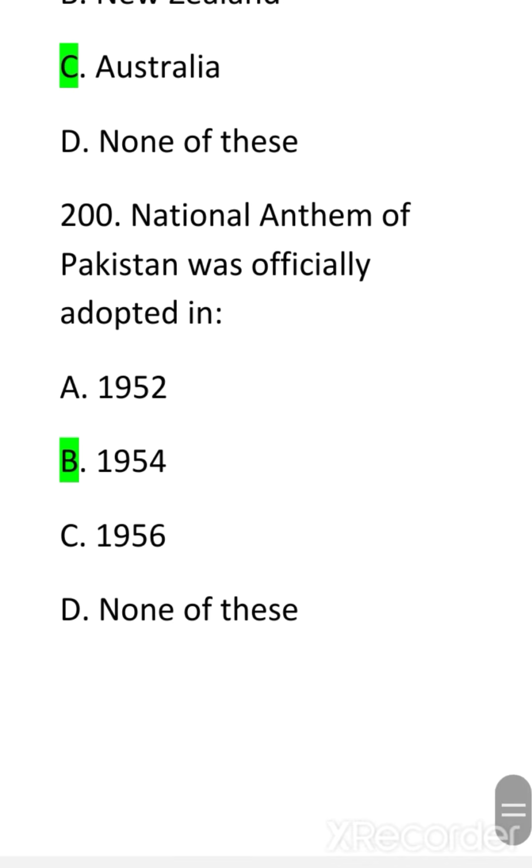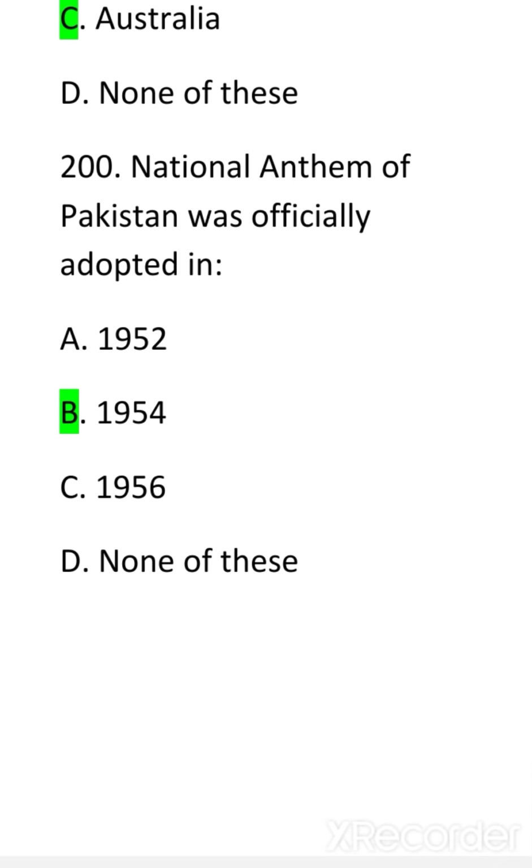Question number 200. Last from CSS screening test MPT's. The national anthem of Pakistan was officially adopted in option A 1952, B 1954, C 1956, D none of these. Correct option is B 1954.